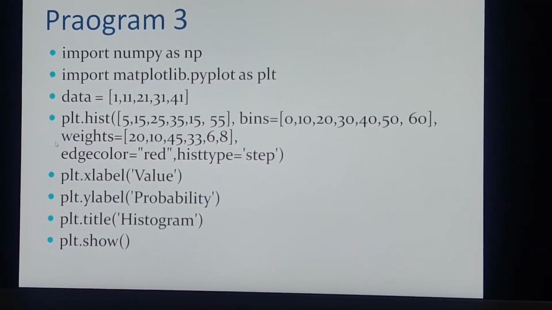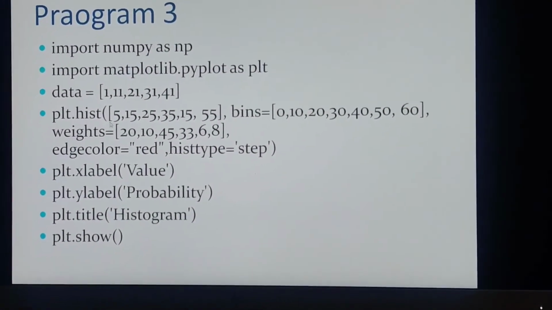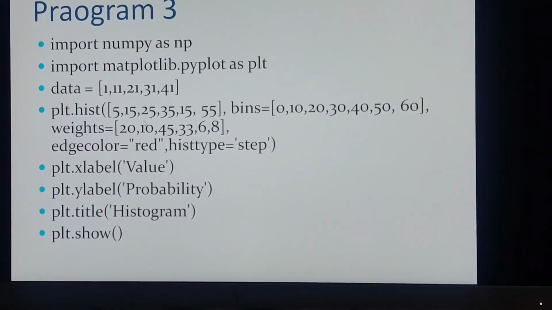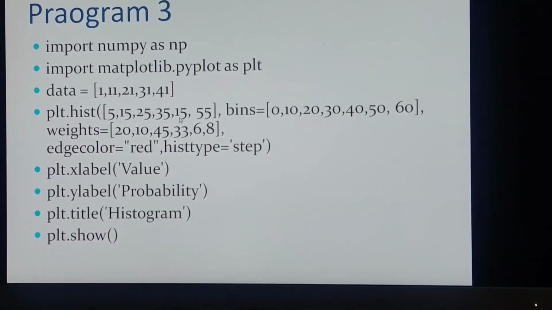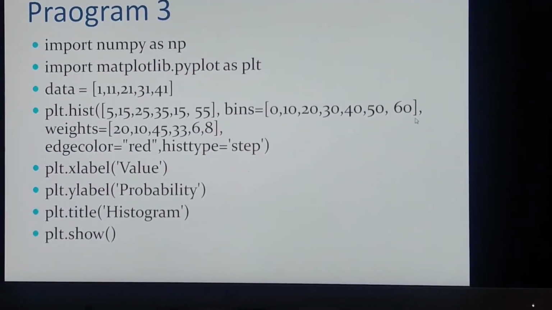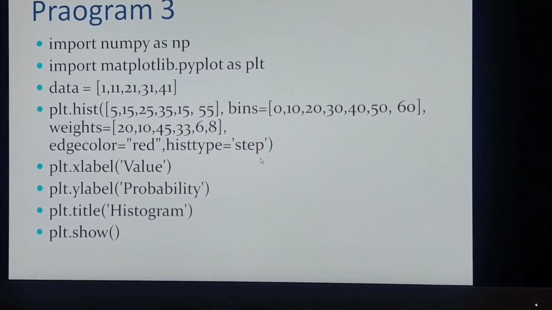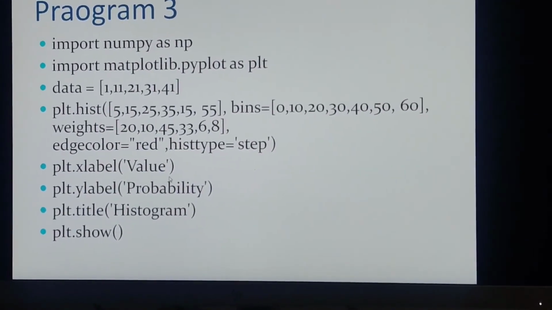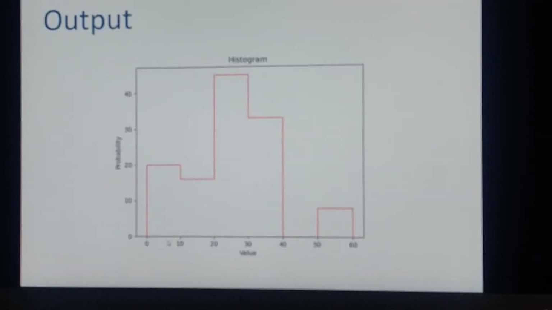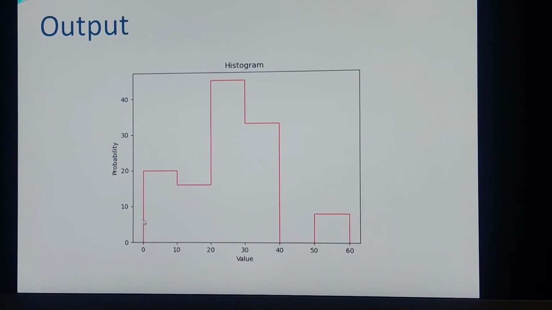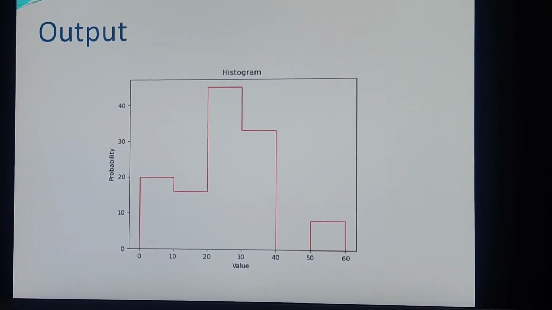Next program. Import numpy as np, import matplotlib.pyplot as plt, data 1, 11, 21, 31, 41, plt.hist. This is your range, bins, and weight. This is the value. Edge color is red, and histtype equals step. plt.xlabel value, ylabel probability, title histogram, plt.show. With step, no fill color will be seen. So this is your histogram.